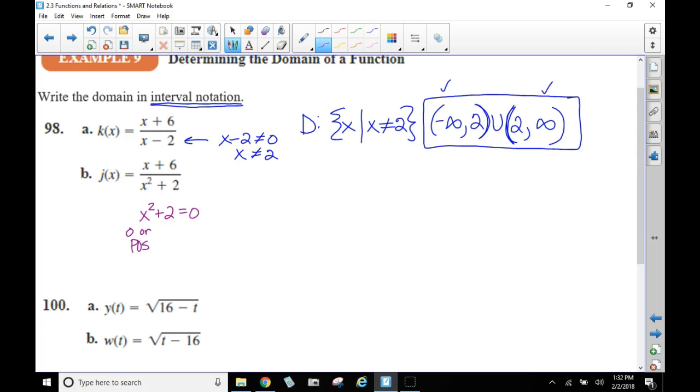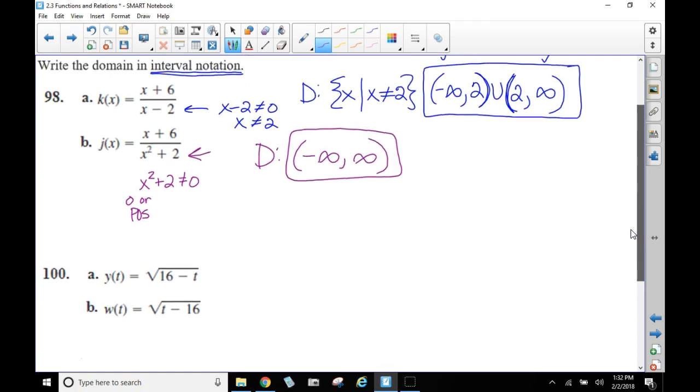And then when you take 0 or a positive number and add 2 to that, you're not going to get 0. All right? So that's not going to happen. Okay? We have no problem areas. X can be all reals. So we would say for the domain, our whole entire number line, everything from negative infinity to positive infinity. There's our domain expressed in interval notation.